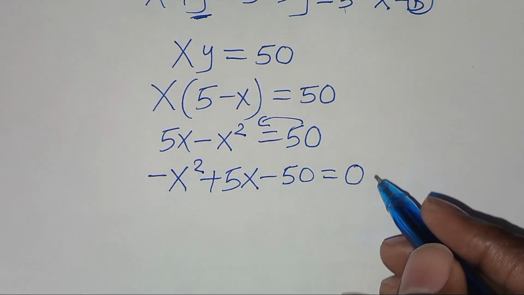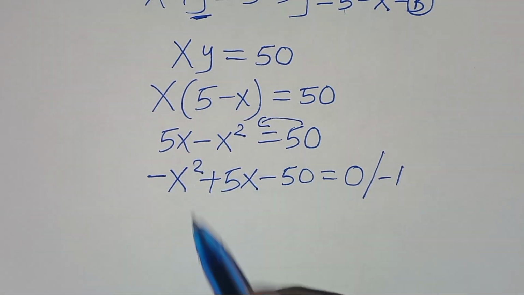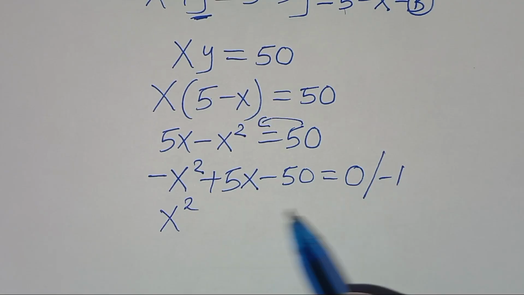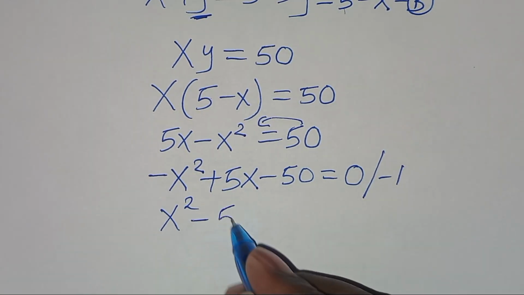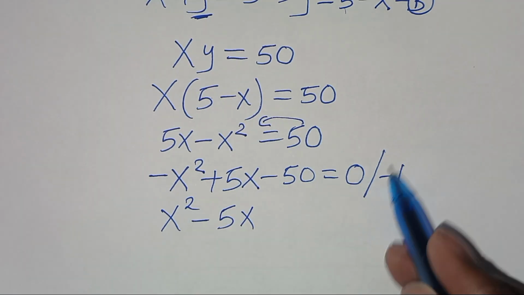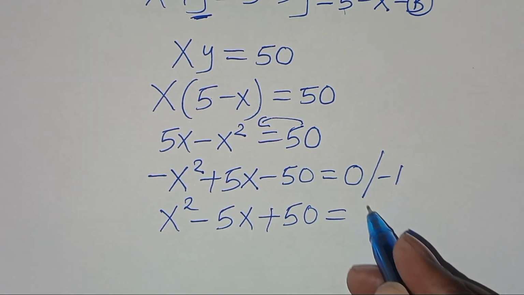And then the next step, let's multiply both sides by negative 1. So negative 1 times minus x squared, this is x squared. Then minus 1 times plus 5x, this is minus 5x. Then minus 1 times minus 50, this is plus 50. So this is equal to 0.